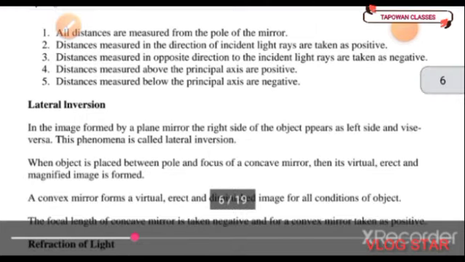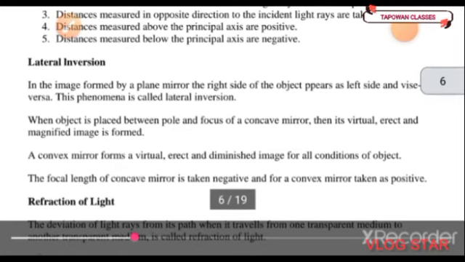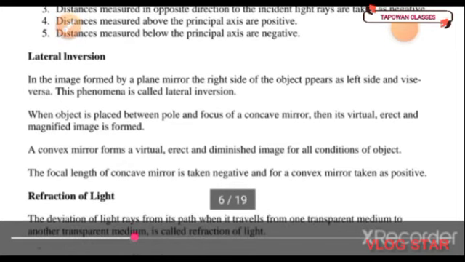Now lateral inversion. We should know about lateral inversion. It is the image formed by a plane mirror. The right side appears as the left, and the left appears as the right. That is known as the phenomenon of lateral inversion. It is important to understand this when an image is formed in a plane mirror.